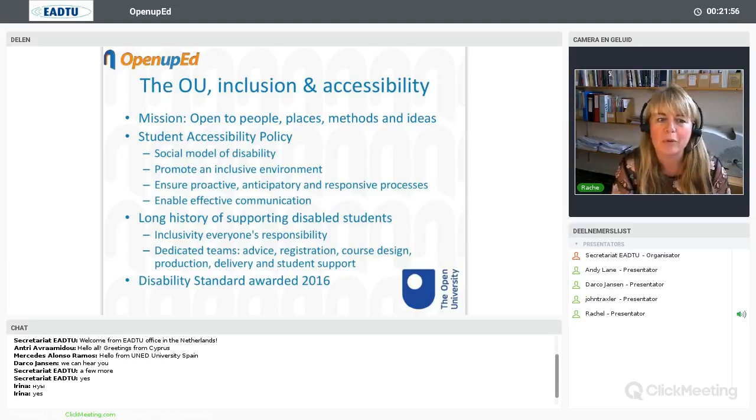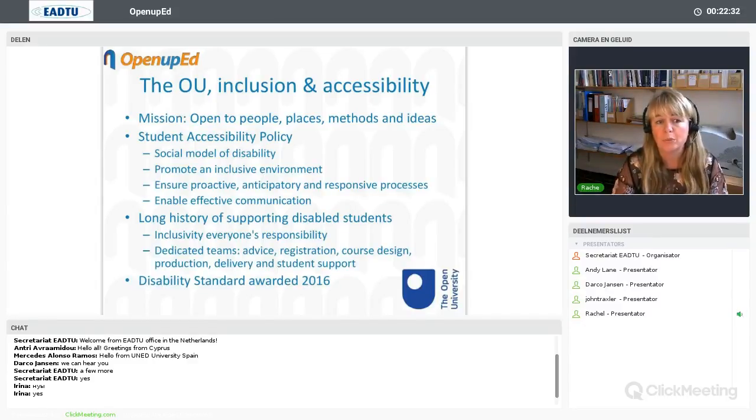One of my hats that I wear while working at the OU is as an accessibility coordinator, and thanks to Andy for giving us some of the context about the OU's approach to inclusion and accessibility. I'm going to talk to you a little bit more about the detail of what we do. Andy's already mentioned the statutory context and the legal responsibilities that we have, but I would say that's really only one driver, and that actually at the OU it's core. Being accessible and inclusive is core to what we do. It's at the heart of what we do.